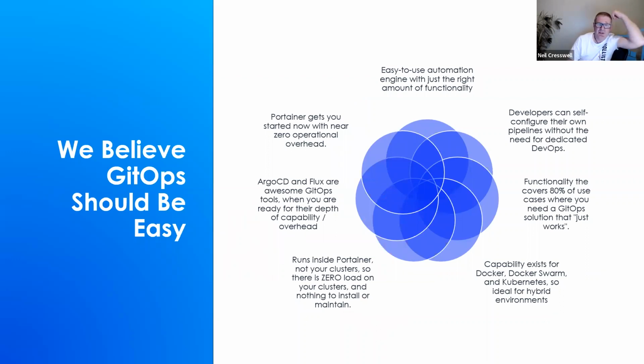So we believe GitOps should be easy, really easy. We want to have a GitOps automation engine with just the right amount of functionality. We're not trying to be this big behemoth of a GitOps engine. We want just enough. What are the 8 or 10 most critical features or most commonly used features from Argo and from Flux? Let's put those into Portainer to get people started on their journey from ClickOps to GitOps, or from manual to automated. Just the right amount, because the more functionality you add, the more complexity you introduce.